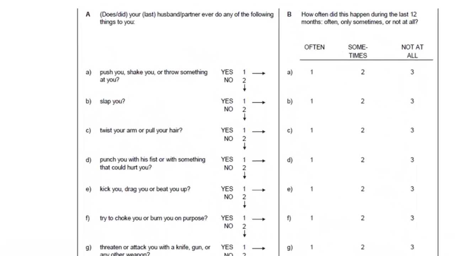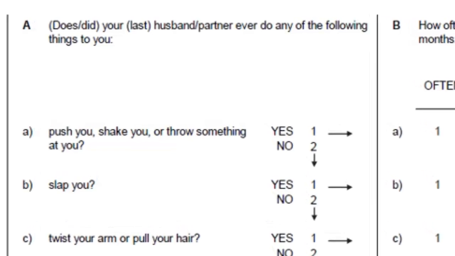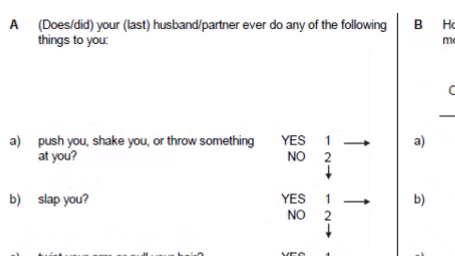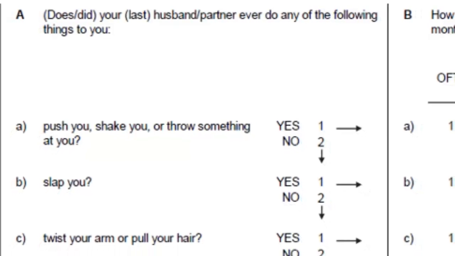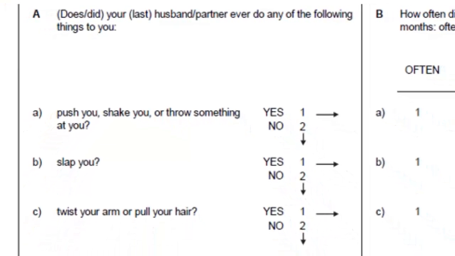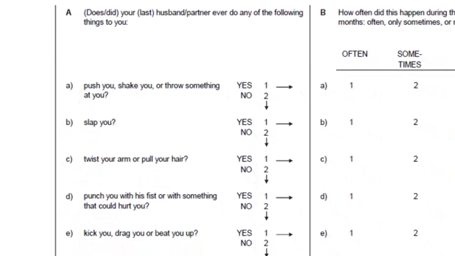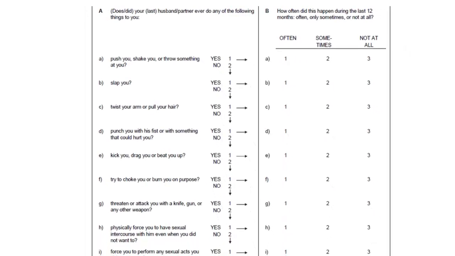For example, a question in the domestic violence module on the Women's Questionnaire asks, "Does your husband ever do any of the following things to you? Push you, shake you, or throw something at you? Slap you, twist your arm or pull your hair?" and so on. Although a respondent may describe an incident of domestic violence in her personal life, her response is recorded in a quantitative format with the value 1 equals yes and 2 equals no to each question.